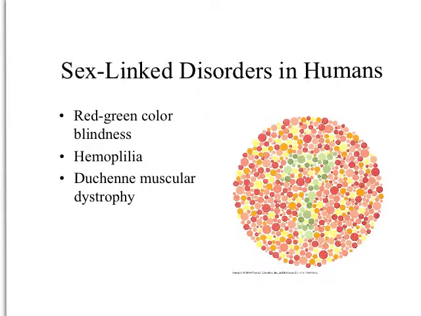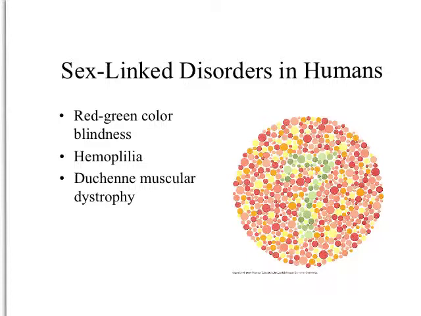In humans, some of these sex-linked genes include, unfortunately, some disorders, like red-green color blindness. Here's a picture. If you're red-green colorblind, you would not be able to see the number inside of this circle. It's a different color than the other circles. That's found on the X chromosome. So if your mom is a carrier for red-green color blindness, the males are going to show it, and the females won't. They'll just be carriers.